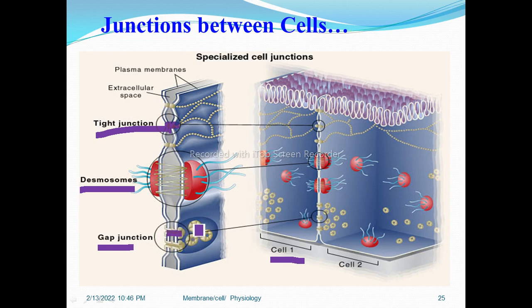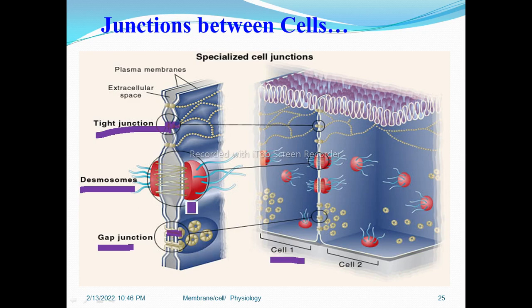This is a hollow cylinder that connects the membranes. So this is very important. Another name is communicating junction, because it allows ions and molecules to pass for intercellular communication.